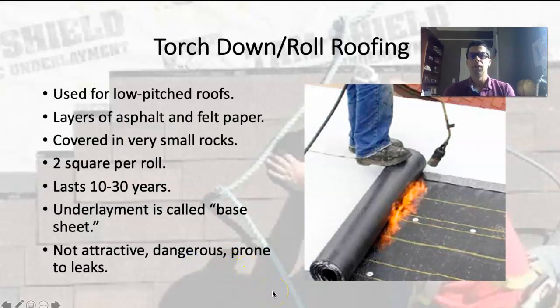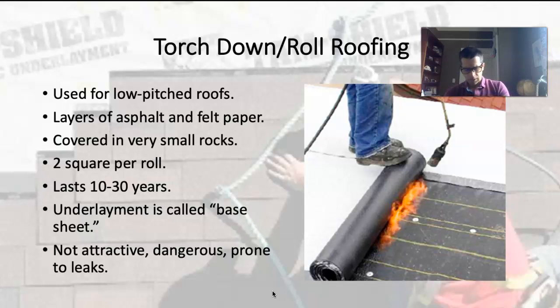Torch down or roll roofing. This is something that we're going to have to use for low pitched roofs. So for most roofing materials, the minimum slope is a 2.5 in 12 pitch, and that's pretty flat. The problem is once we get down that low or shallower than that, water doesn't really shed. Water just kind of sits on the roof. Even though it's got a pitch, water will still pool on a roof like that. And so we need to have a seamless roofing material. We can't have any sort of seams or joints or anything like that, because the water will find its way into those joints.